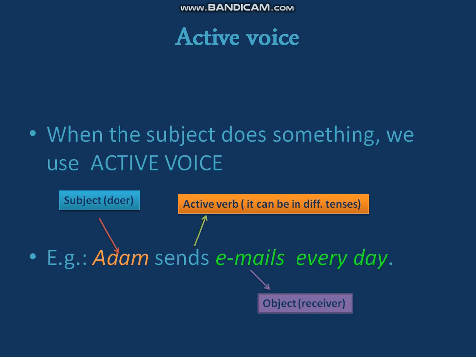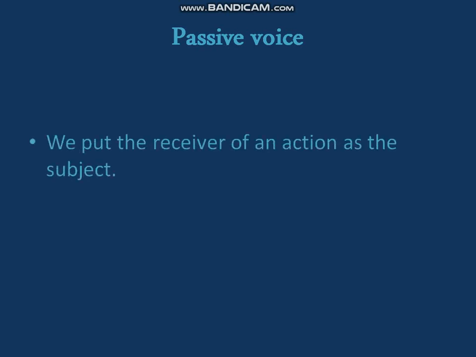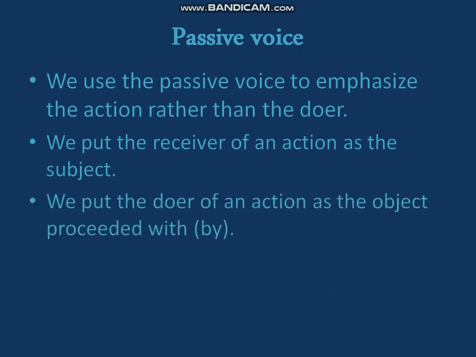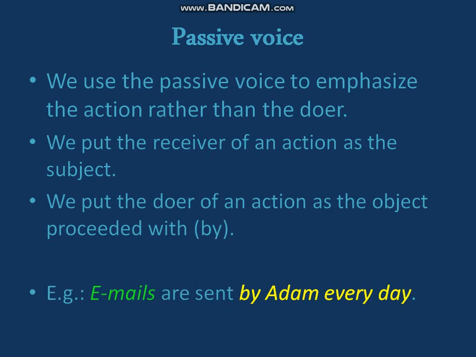What steps do we have to follow to change the sentence from active into passive form? Let's see the passive form. We use the passive form to emphasize the action rather than who is the doer or responsible for the action. What steps do we have to follow to change the sentence from active into passive? First of all, we begin the sentence with the object or the receiver. We put the object or receiver instead of the subject.